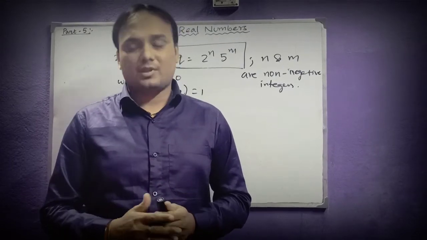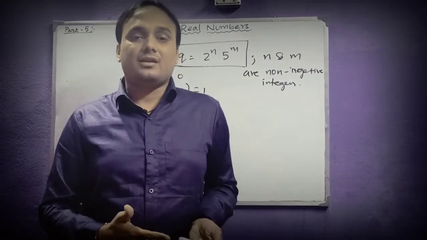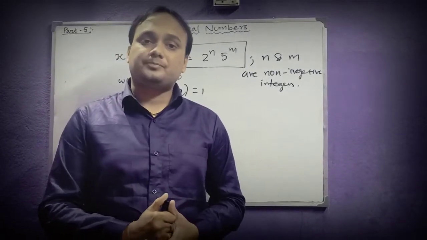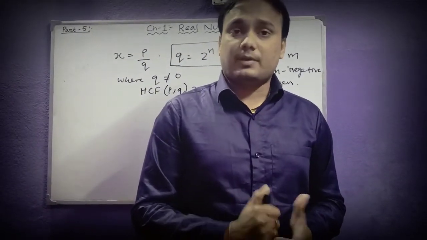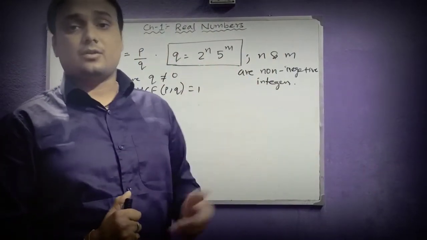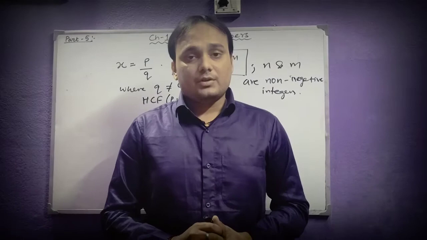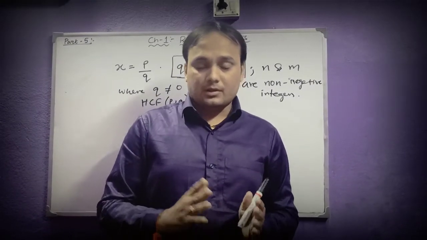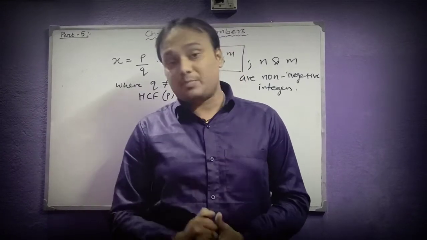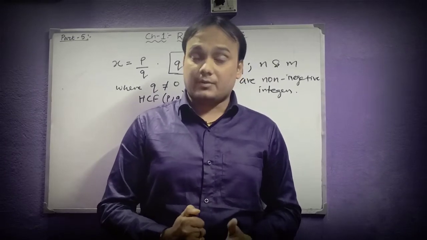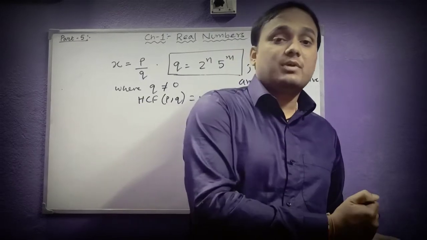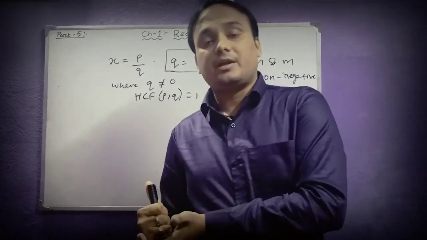And there is one more theorem, but it's quite similar to this: if x is a rational number which is expressed as p by q, where q is not equal to 0, and the HCF of p and q is 1, and if q cannot be expressed in the form of this, then it has a non-terminating recurring decimal expansion. So students, this was the main theorem which is there in your book, before the exercise starts, with the help of which we will be able to understand whether the rational number has a terminating decimal expansion or a non-terminating recurring decimal expansion.